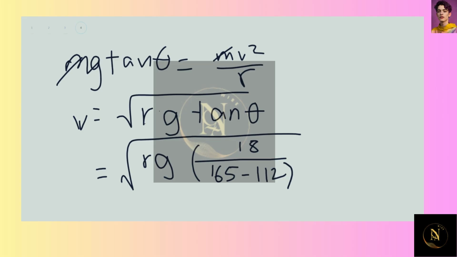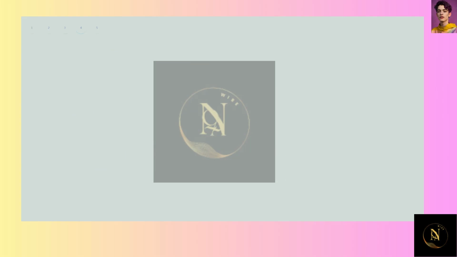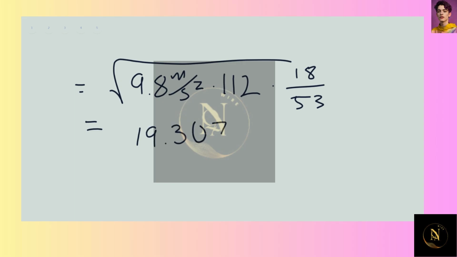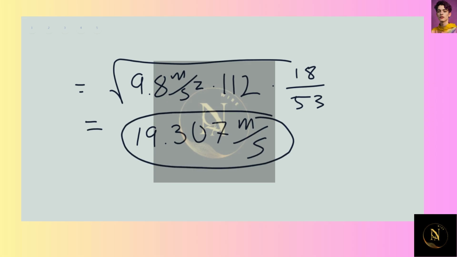So now we can plug in and we get that v is going to be equal to the square root of 9.8 meters per second squared times 112, which is the radius for when we are moving with the lowest possible velocity, so right by the lower edge of our curve, times 18 over 53. And that's going to give us an answer for the first part of our problem of 19.307 meters per second. So that's going to be the smallest possible velocity at which we can move around the curve.